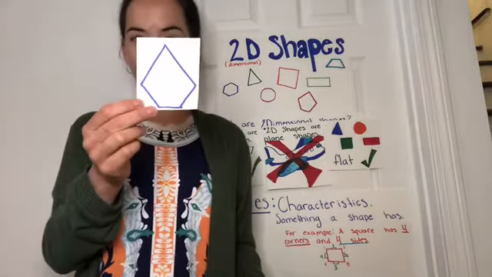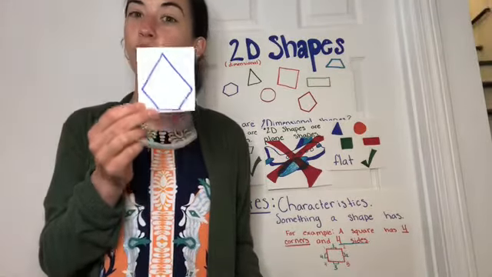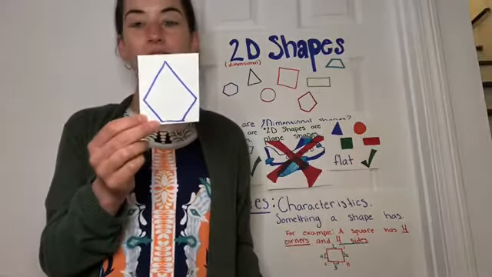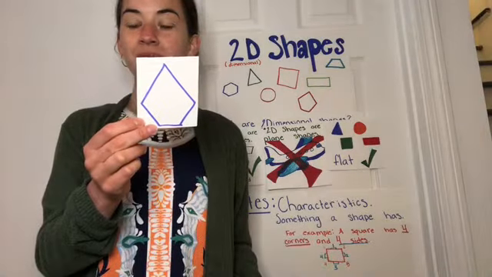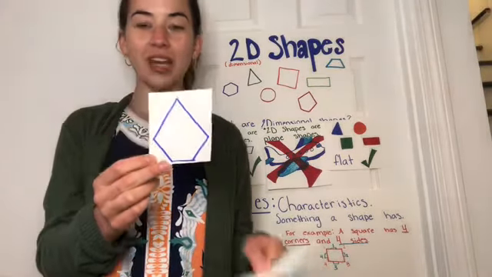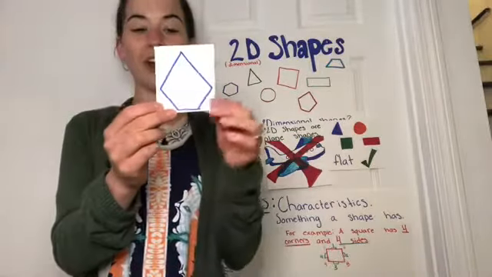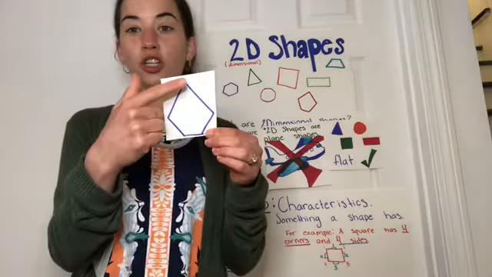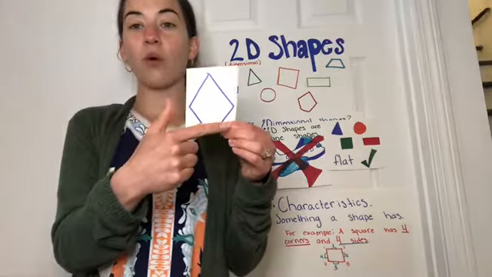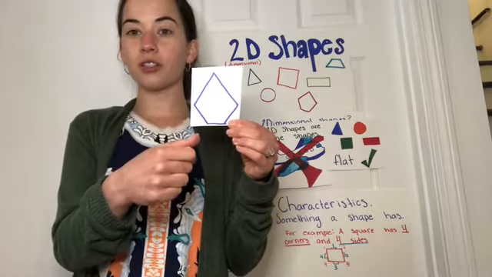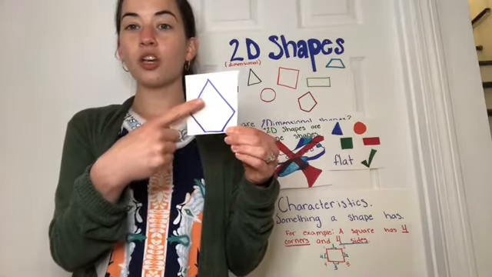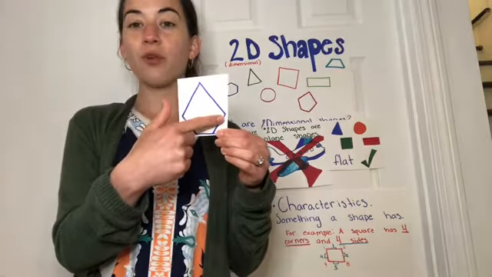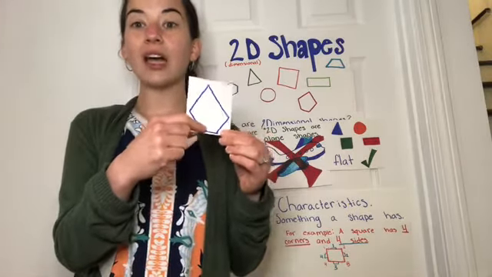This is a pentagon. Can you count the corners and sides on the pentagon? Great job, let's do it together. The pentagon has 1, 2, 3, 4, 5 corners and 1, 2, 3, 4, 5 sides.